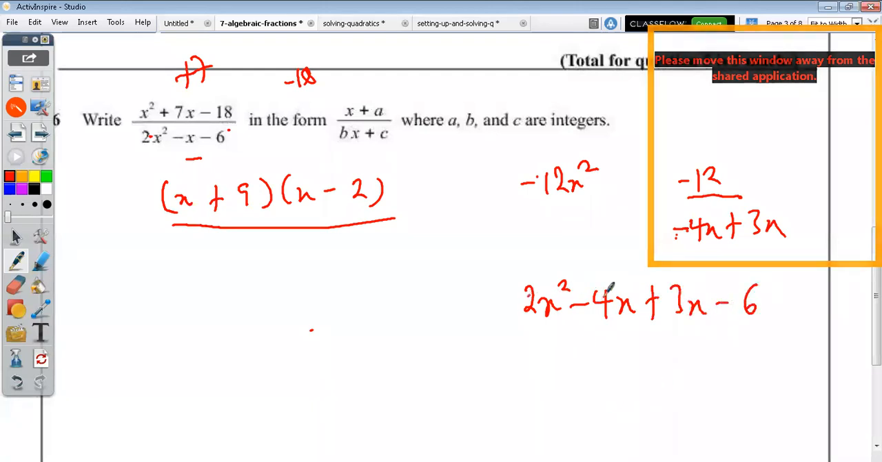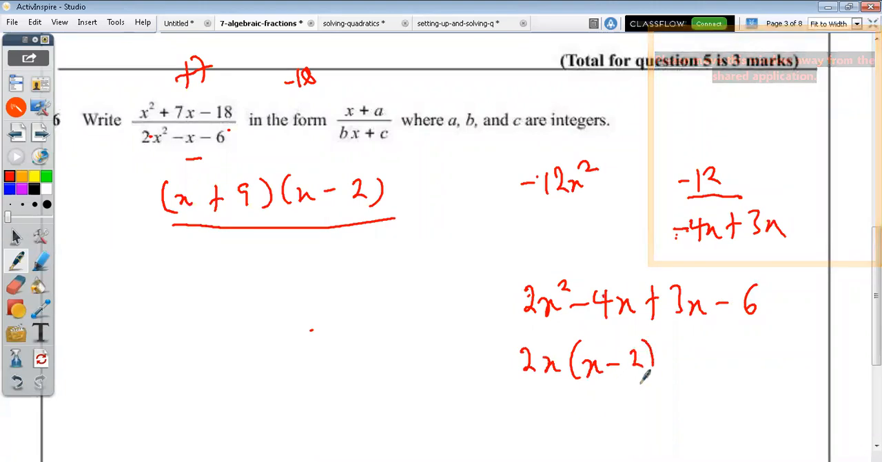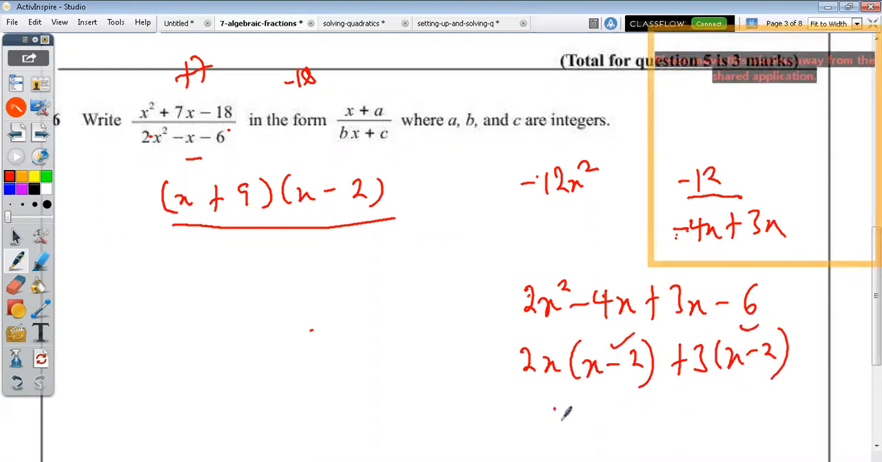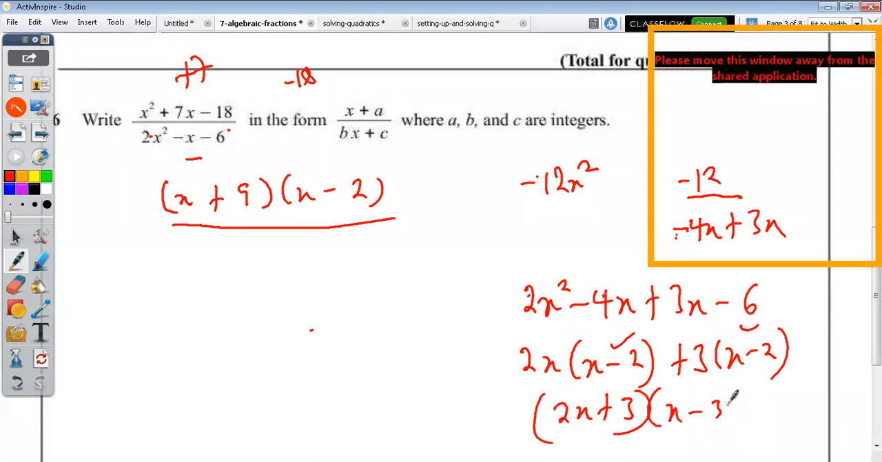Then there we can actually factor out 2x. This is x minus 2. Then there we can factor out 3 brackets x minus 2. Then this is the same. It means 2x plus 3 brackets x minus 2. Like this. Are we together?